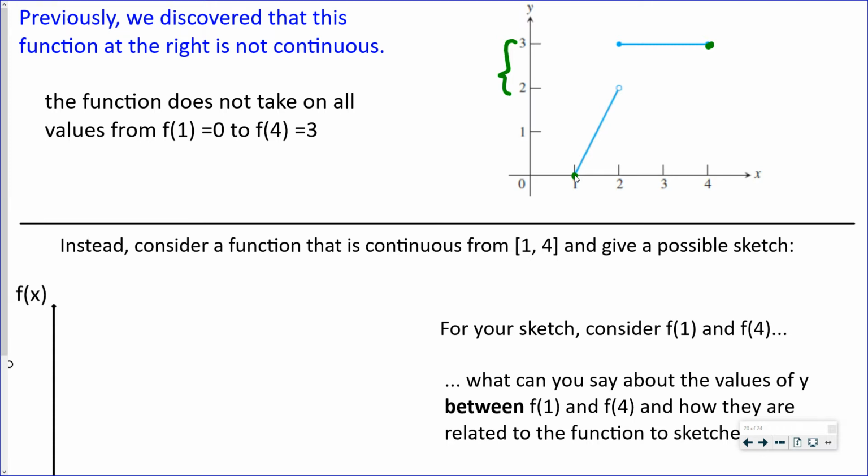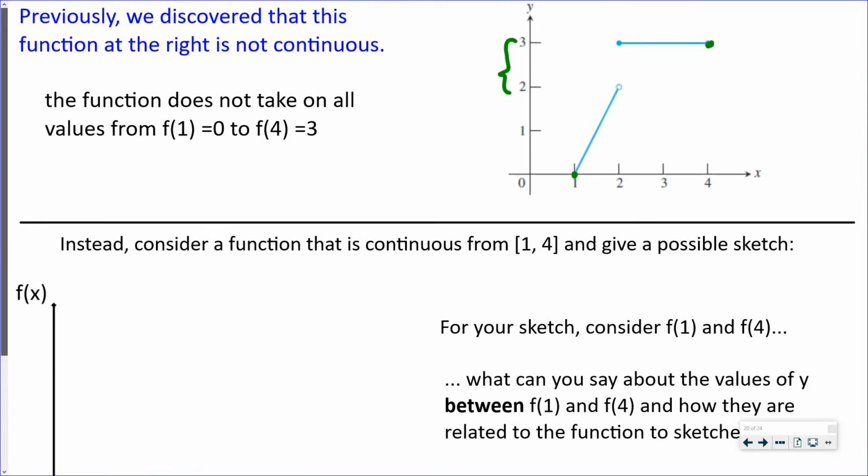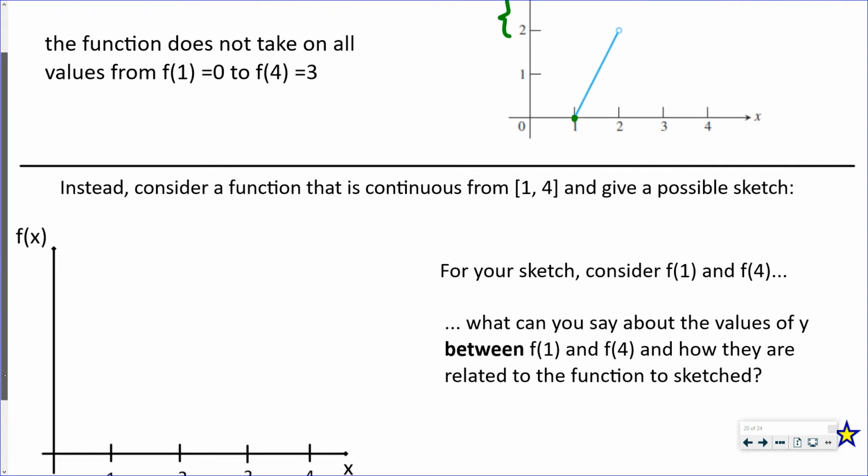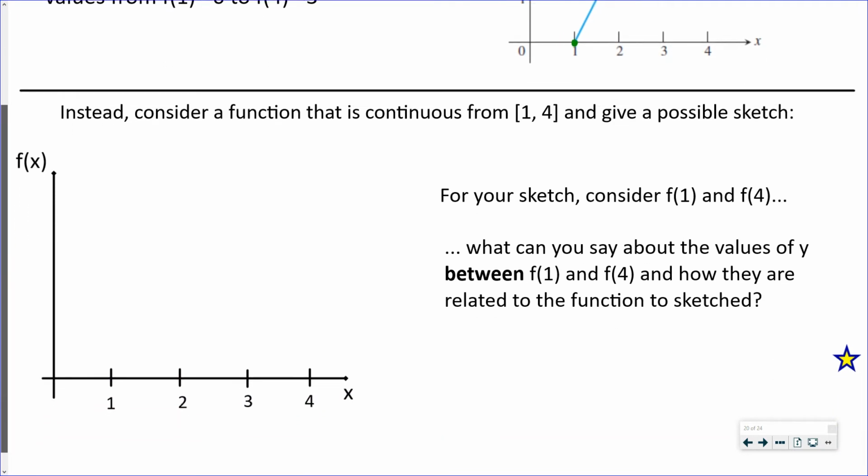Instead, let's consider a function that is continuous on the interval from 1 to 4 and give a possible sketch. You can do the same sketch as me if you want. You don't have to. I'm going to make it pretty basic. We're going to start here at 1, end up here maybe at 4, and make it a little curvy, something like that. Keep it simple. For your sketch, consider where f of 1 and f of 4 would be.